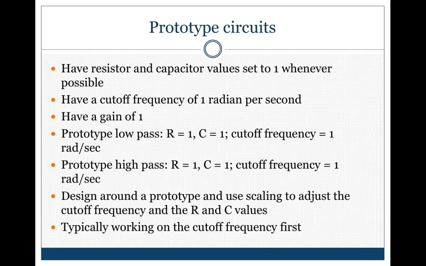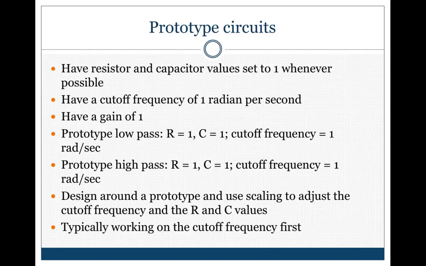So the reason to do this is because as we get to more advanced filters, well, two things. First of all, let's suppose that you have a filter designed for a specific value of capacitor, and then you find out for whatever reason that capacitor isn't available or won't work, and so you need to use a different value. If you have designed your filter based on a prototype, then we can use something called scaling that allows us to keep our cutoff frequency the same or adjust the cutoff frequency or adjust the values of the resistors and capacitors. So that is why you're motivated to design around a prototype.